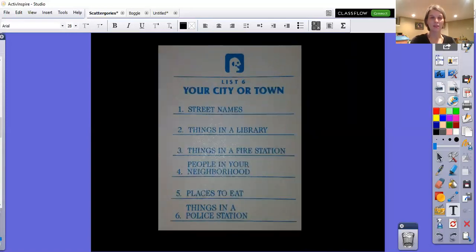List six, your city or town. Number one, street names. Two, things in a library. Three, things in a fire station. Four, people in your neighborhood. Five, places to eat. That would be like a restaurant. Six, things in a police station. Pick a letter. Go ahead and get started.